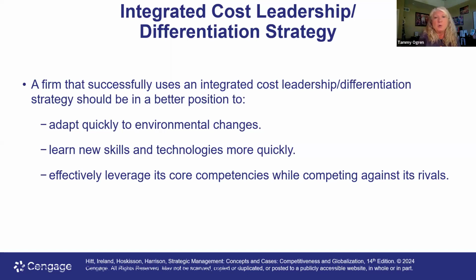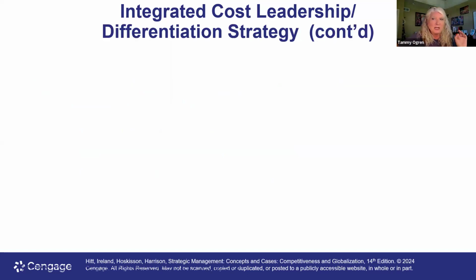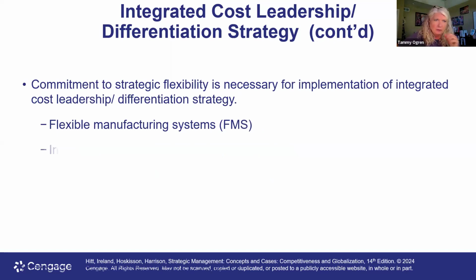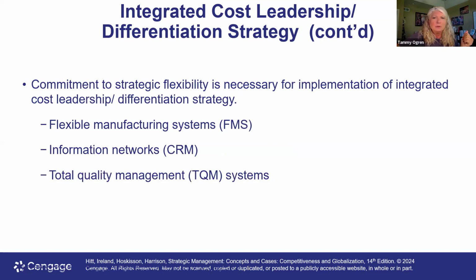quickly. And so I have space in my costs to approach a low cost strategy. I also have access to technologies or groups that allow me to serve a niche market as well. So it's really a unique positioning place that we talk about. And we talk about being able to meet these needs in three ways. Actually, we implement this strategy through flexible manufacturing, information networks, and then TQM systems.